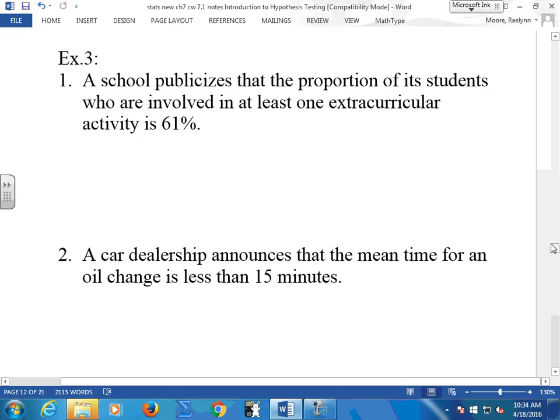A school publicizes that the proportion of its students who are involved in at least one extracurricular activity is 61%. Make sure you get the right parameters for your population. What's my claim?